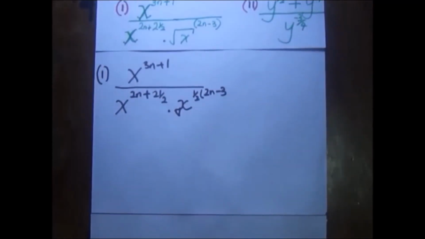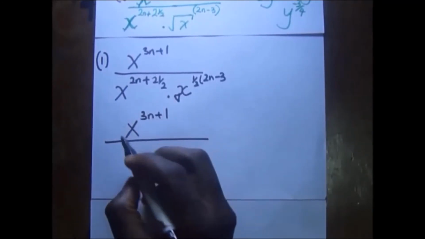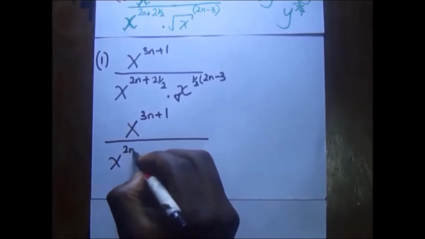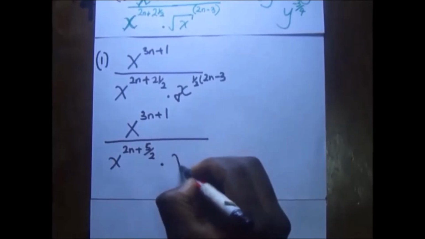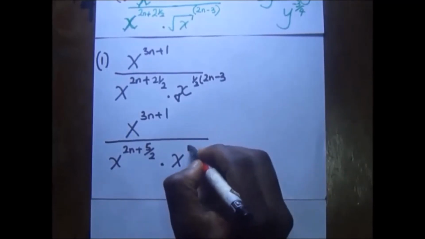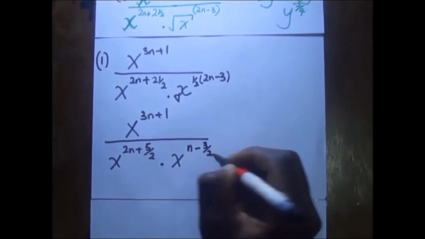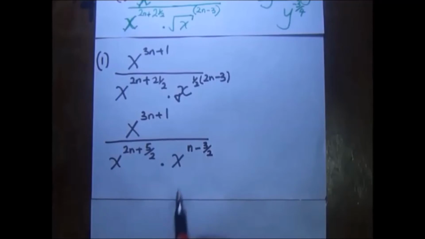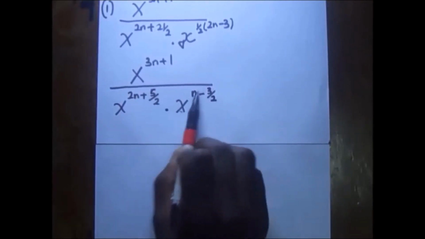So we continue. That will be equal to x to the power 3n plus 1, divided by x to the power 2n plus 5 over 2, multiplied by x to the power, now a half times 2n is going to give us n, minus a half times negative 3 is going to give us 3 over 2. So from our law of indices, this index is multiplying with that. The base is the same, so we shall add this power to that power.